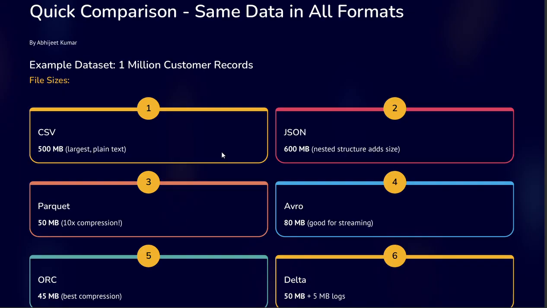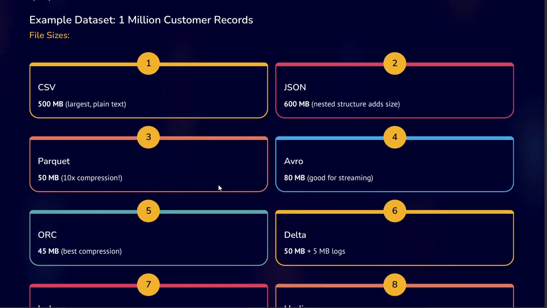Now the slides show the impact of data formats clearly. The same data has very different file sizes depending upon the format. Columnar formats like Parquet and ORC are much smaller and faster. Suppose you have an example dataset with 1 million customer records. When you convert it into CSV, it is approximately 500 MB. If you convert into JSON, it will be 600 MB because of the nested structure. Then Parquet becomes 50 MB only, 10x compression.